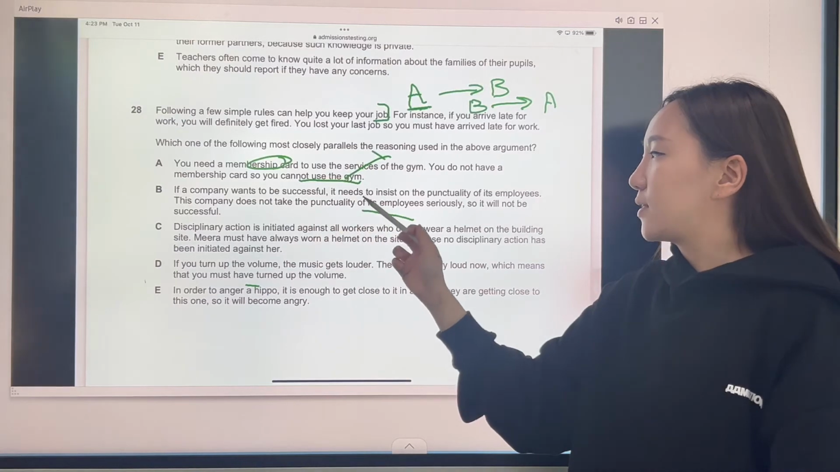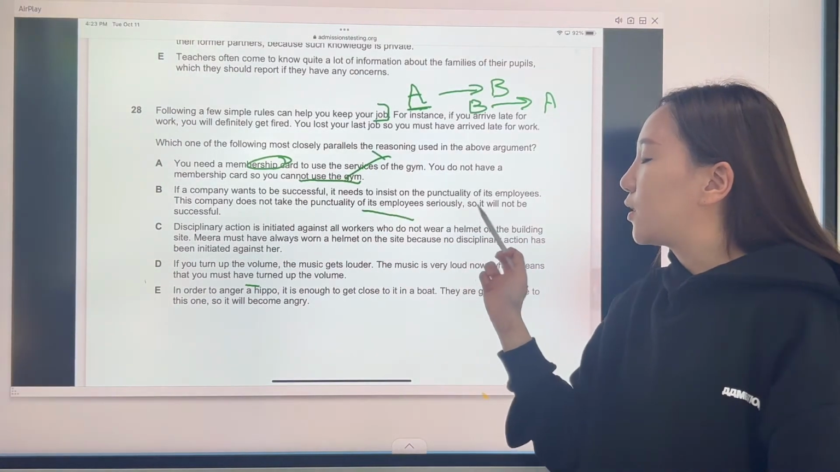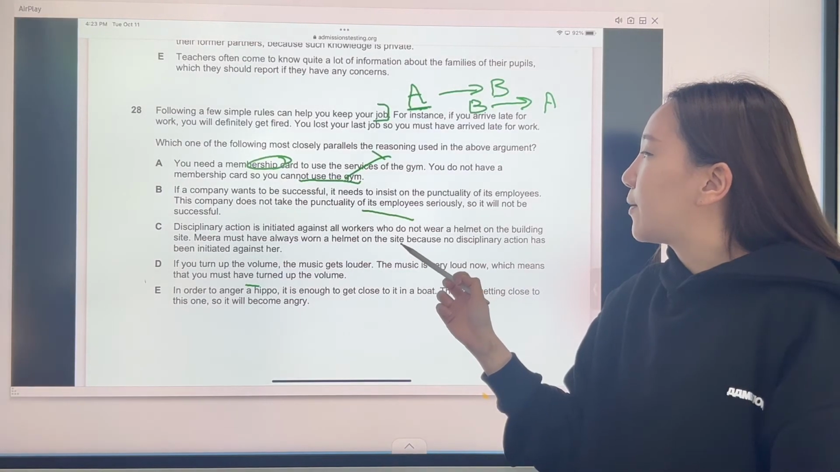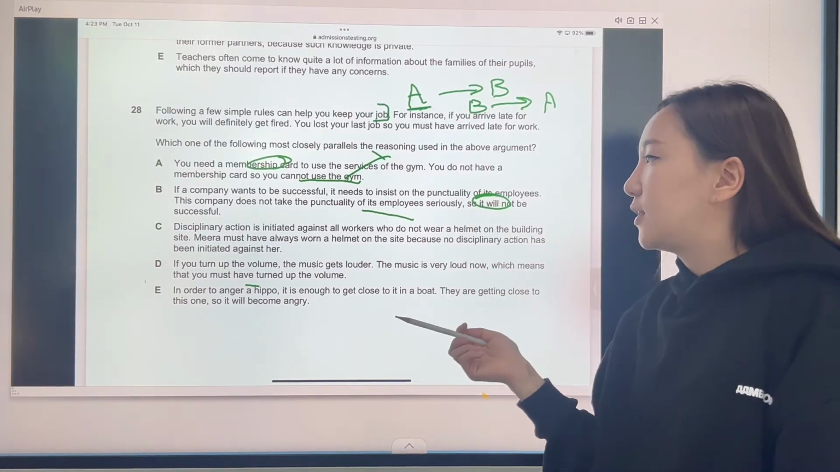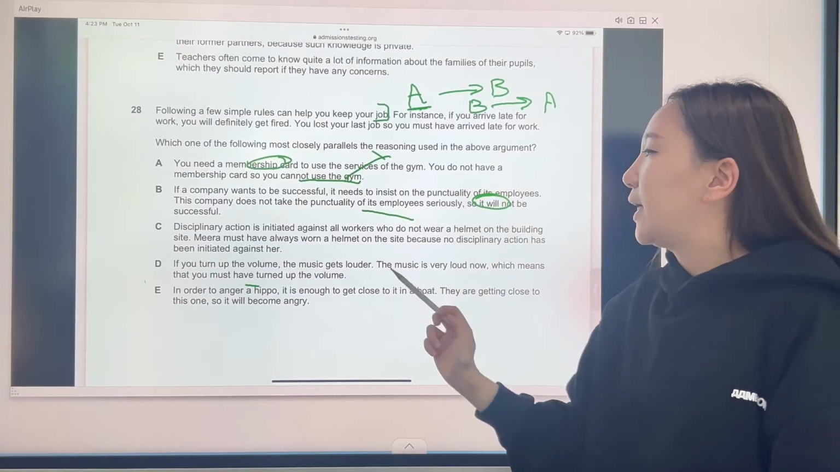If a company wants to be successful, it needs to insist on punctuality. A company does not take punctuality seriously, so it will not be successful. Again, this is not really the same thing, because it's a "will" thing. It's going to happen in the future. That's not the same structure that we want. It's something that's already taken place.